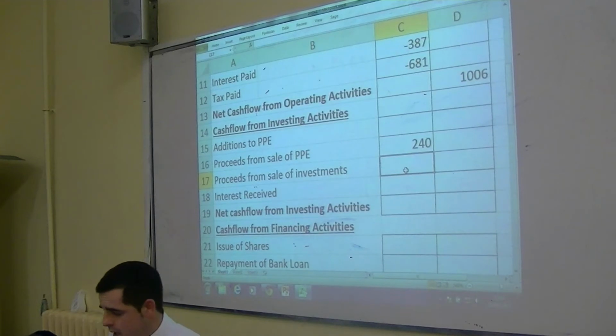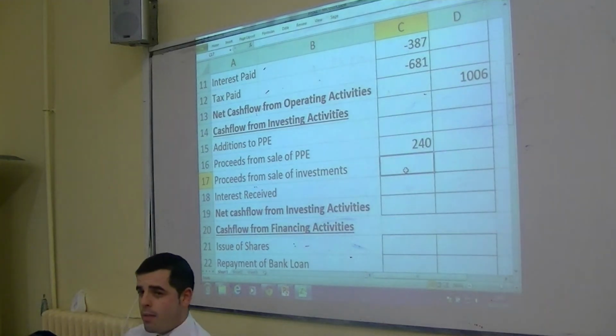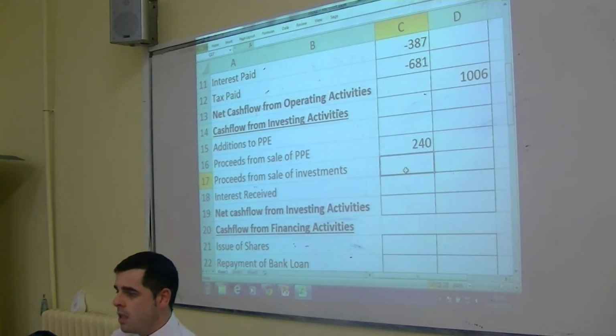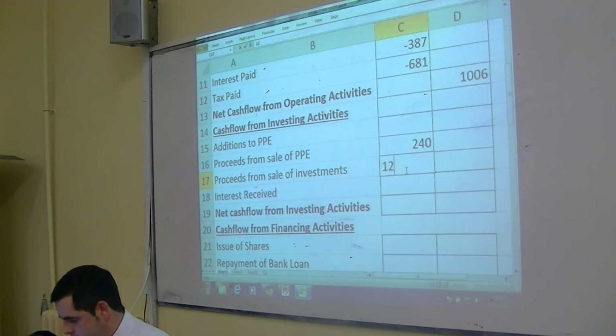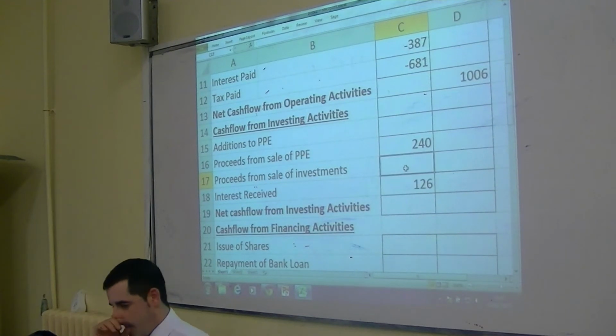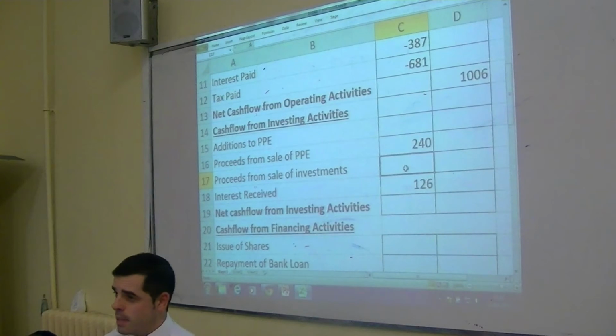Now interest received, if you look at your profit and loss account, the second figure under operating profit, 126, the top there, so that's money coming in. Put that in, sorry, 126. And proceeds from sale of investments. Now, we're not given any note on it. Sometimes you might say it's a note.